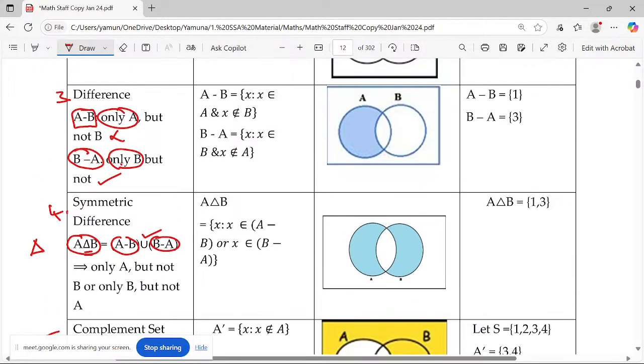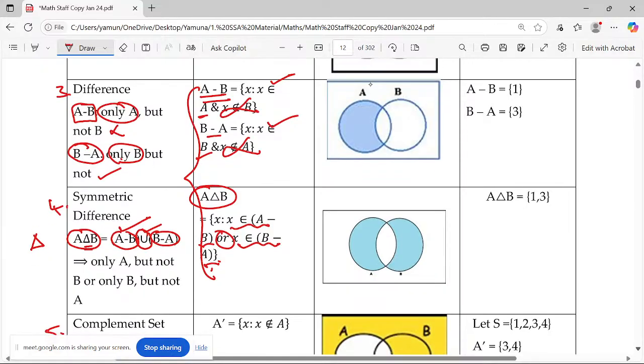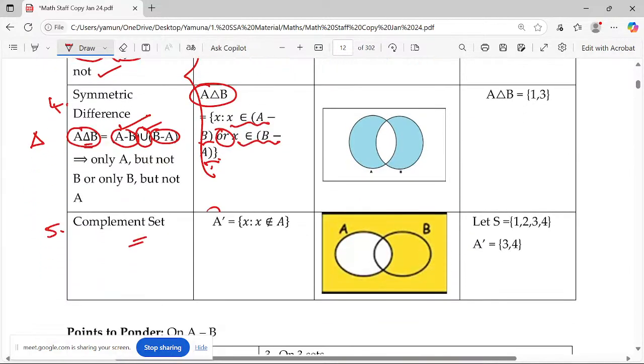Now let me come back to this one. A minus B means it should be in A and should not be in B. B minus A means it should be in B and should not be in A. For symmetric difference, x belongs to A minus B or x belongs to B minus A, because it is a union, we have or. Then the fifth one is the complementary set, which is A dash, meaning it does not belong to A.